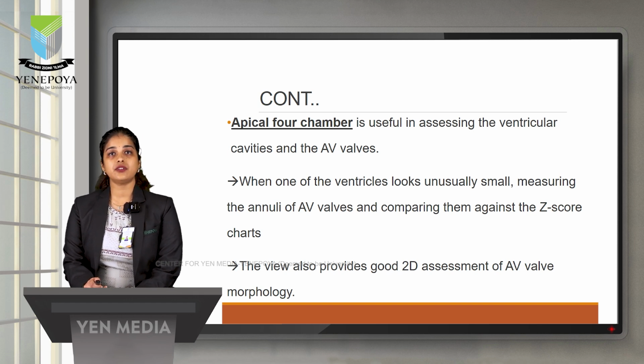When one of the ventricles looks unusually small, we measure the annuli of the atrioventricular valves and compare them against the Z-score chart. Whenever we feel the ventricles are small, we have to measure the dimensions and, based on Z-score charts, assess whether there is any enlargement or not. The view also provides good assessment of atrioventricular valve morphology. The same view is used to see the anterior mitral leaflet cleft.